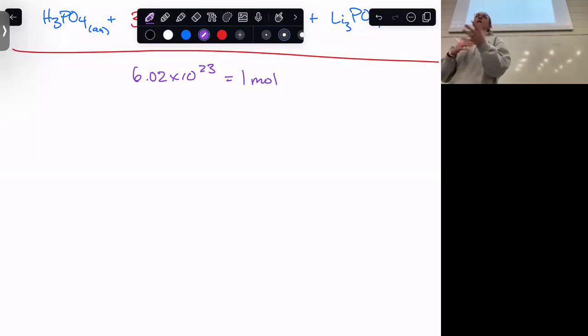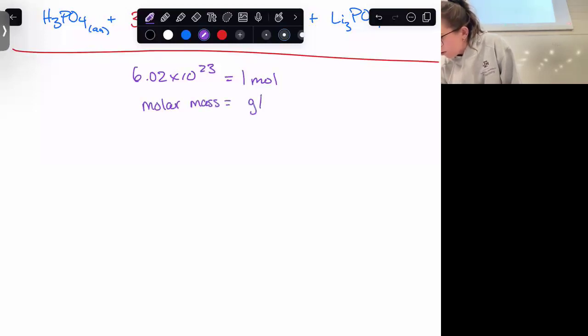Let's go over a couple of things that we know. If we're on the periodic table and we see the molar mass, what is the unit for molar mass? Grams per mole. So if we're given a mass of something in kilograms, can we get to the moles? Yes, we can convert to grams, and then use the molar mass in grams per mole to get to moles.